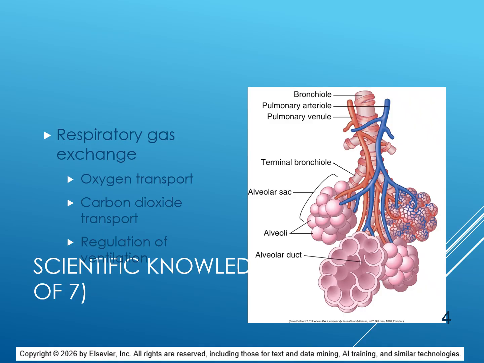So respiratory gas exchange occurs in the alveoli of the lungs, as you can see in the picture here. And remember that there is an alveolar capillary membrane there, and the thicker it is, the less the diffusion. Okay, so the thickness of the membrane affects the rate of diffusion. So increased thickness of the membrane will impede diffusion.